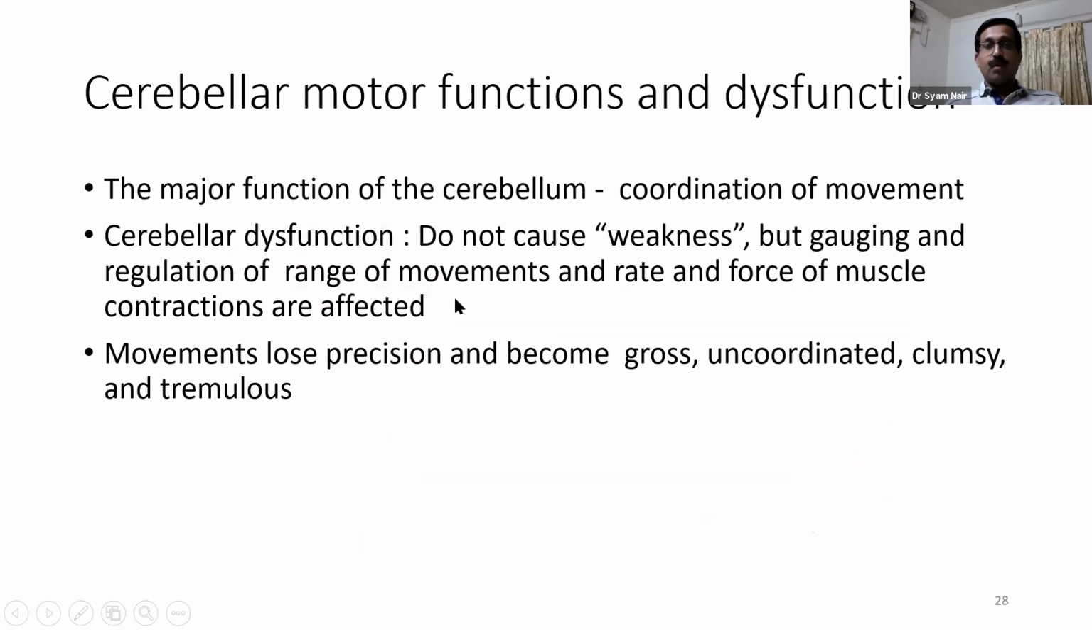So coming to the cerebellar motor functions and dysfunction, the major function of the cerebellum is coordination of movement. Cerebellar dysfunction, as we have seen, does not cause weakness, but gauging and regulation of range of movements and rate and force of muscle contractions are affected, and movements lose precision and become gross, uncoordinated, clumsy, and tremulous.